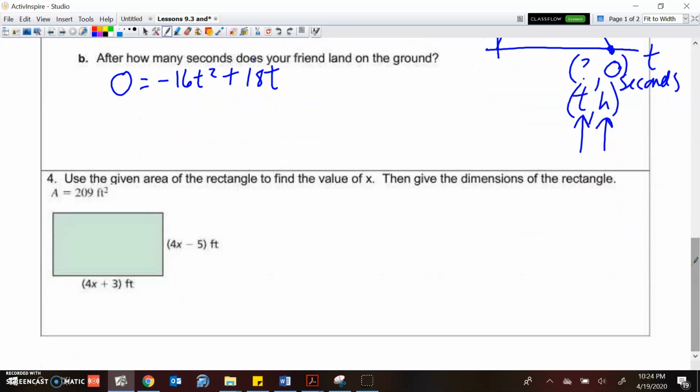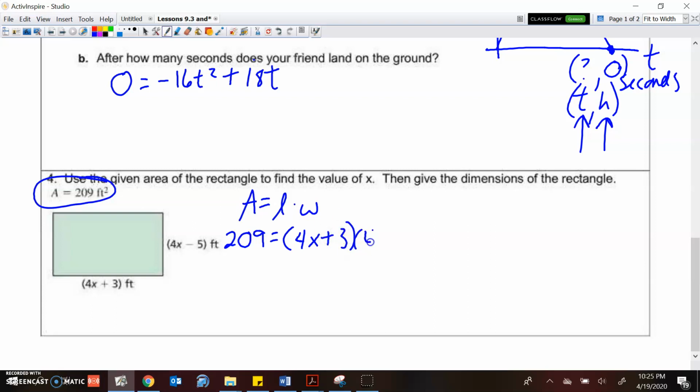All right, last one. Use the given area of the rectangle to find the value of x, and then give the dimensions of the rectangle. So area, like we saw above, is length times width. They give us area. This is similar to the one we started with. It's up to you which you prefer to call length, since by the commutative property the order isn't essential. So I'm going to do 4x plus 3, and then 4x minus 5.